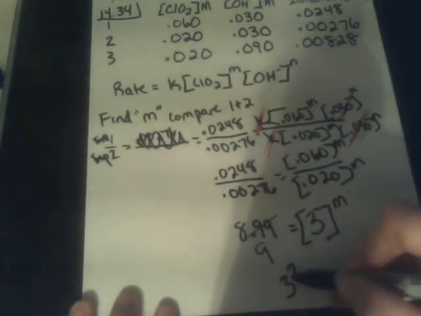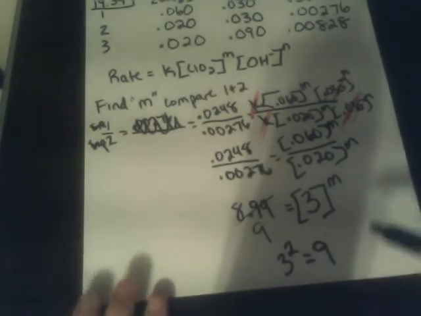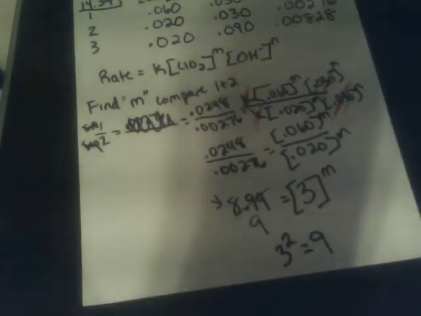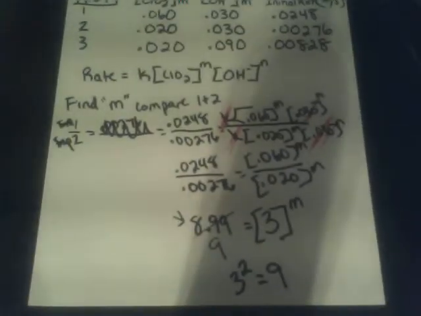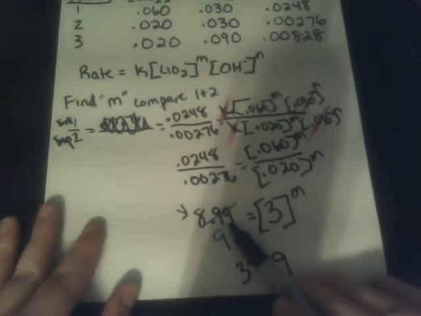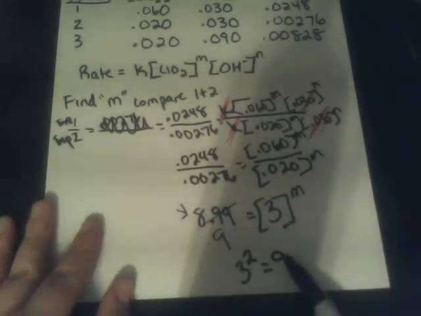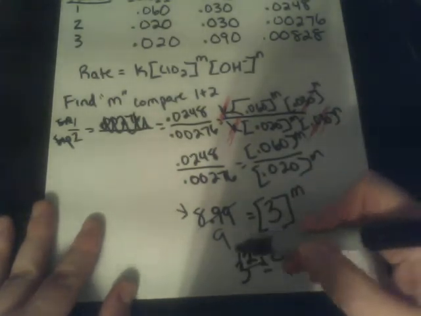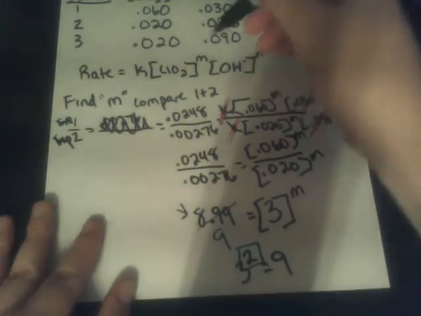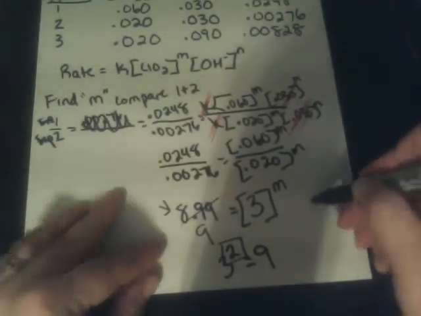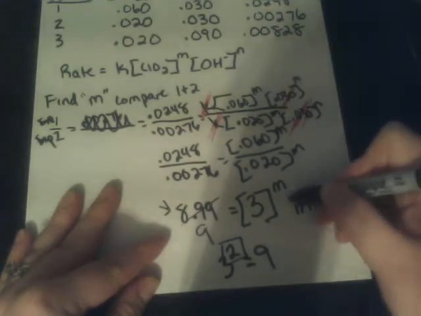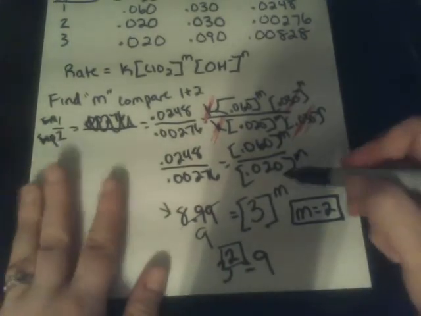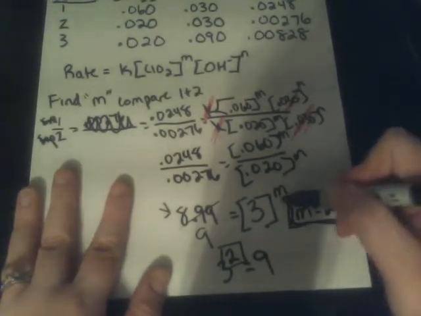3 to the power of 2 equals 9. Now why isn't this a perfect number? The answer is because labs are flawed, experiments are flawed. So your number might give you 8.99 and you can assume that that's 9. Remember, these numbers have to be whole numbers. So what is my m? 2. So we just found that m equals 2. Maybe double box it. Yay, we found one order of the reactant.